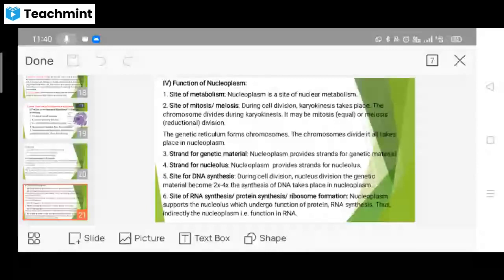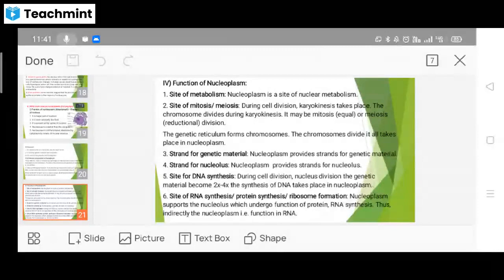Then the nucleoplasm also provides the stand for the genetic material, as you already discussed in the case of mitosis and meiosis. There is a doubling of the number of chromosomes or genetic material. Then it is also a stand for the nucleolus.